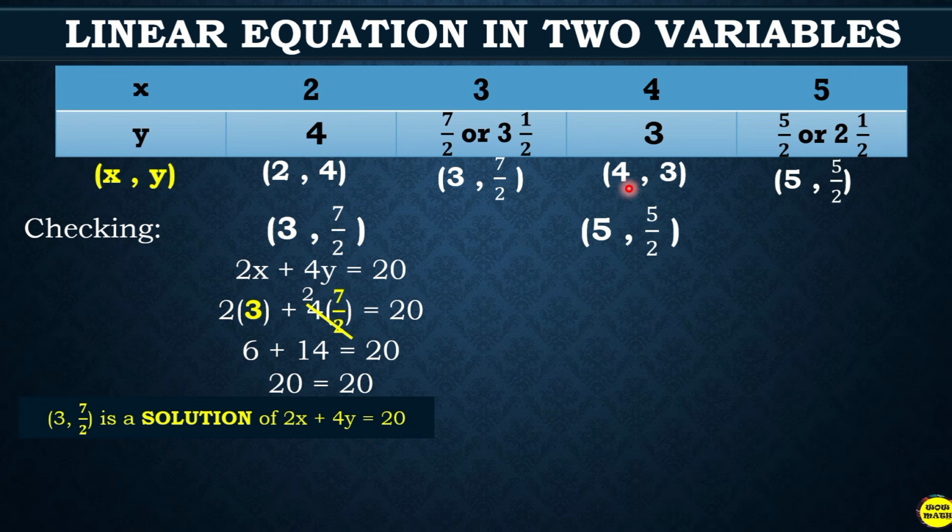So, 5, hindi na natin i-check lahat. So, ito wag na natin i-check. Okay? Kasi upon checking naman dun sa ibang ordered pairs at nag-solve naman tayo kanina dito. So, I think solution naman siya. Okay, so 5 and 5 over 2. So, substitute natin si 5 sa x. And then, yung 5 over 2 sa y.